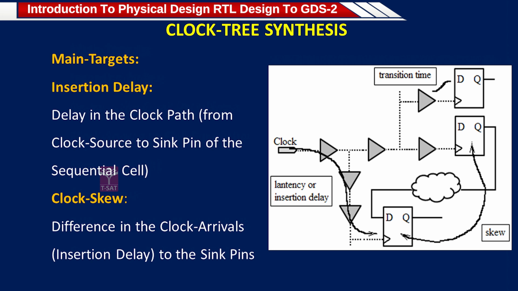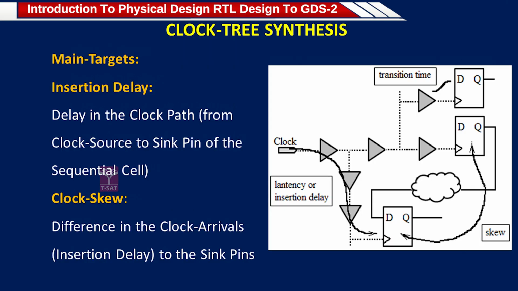Okay. First is insertion delay. What is insertion delay? The delay from the clock source to the CK pin of any sequential cell. It is called clock insertion delay or clock latency. Every sequential cell has an insertion delay, nothing but latency. The main target is that we should build the clock tree in such a way that we see the best possible insertion delay, meaning the least possible insertion delay. That is one of the important targets of clock tree synthesis. Without any transition violations, we should meet this insertion delay target.